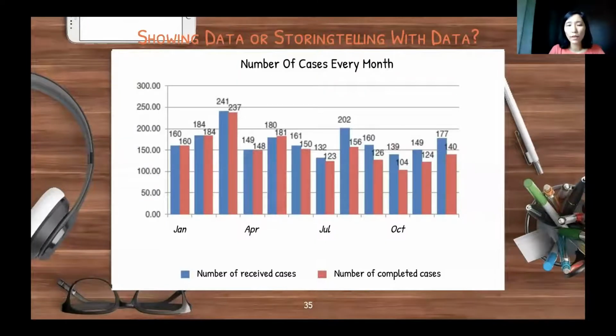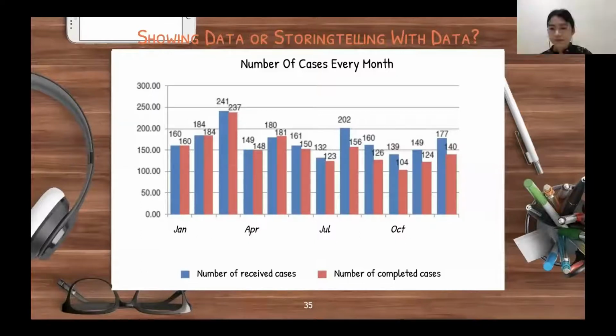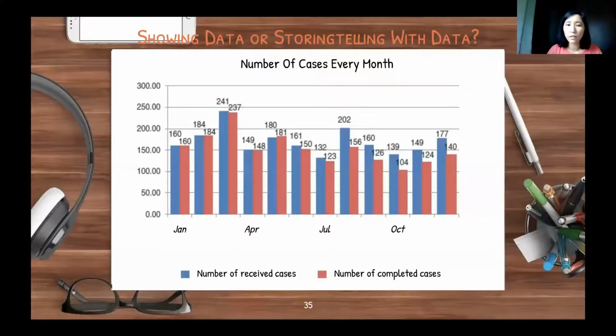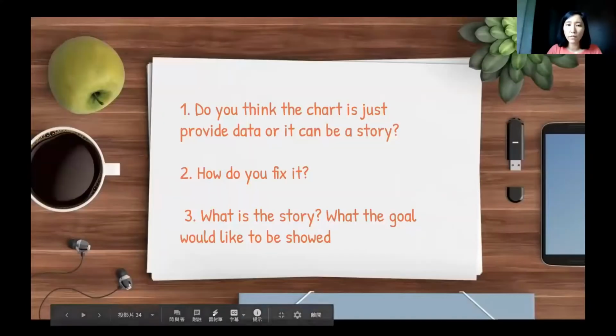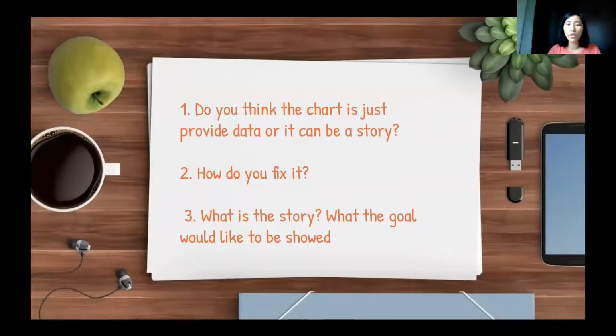Sorry, Daphne has posted the picture of the practice. And the 3 questions were: number 1, is it a good chart? Number 2, how can you fix it? And number 3, what was the question again, Cynthia? Question number 3, can you just go back one slide? What is the story and the goal that you can show with that chart?